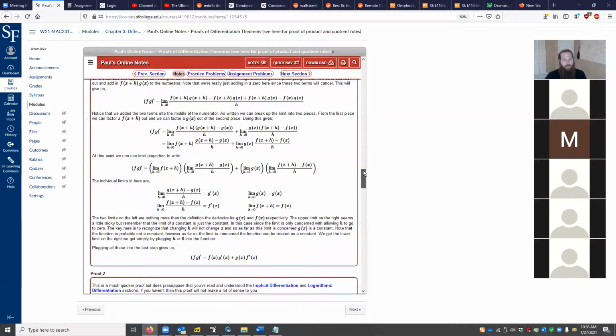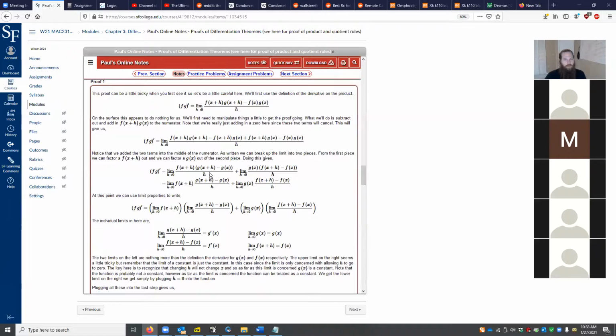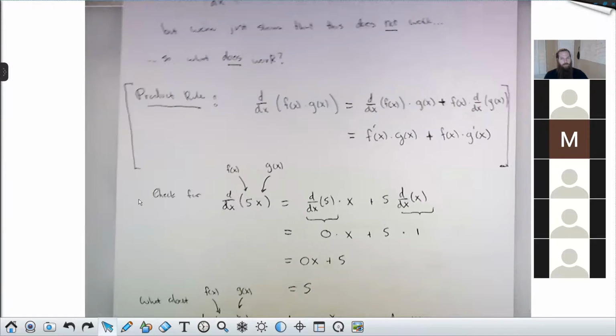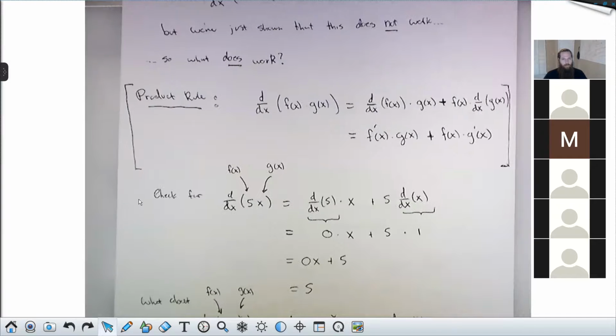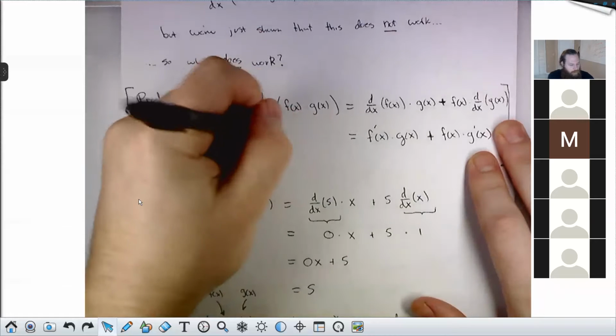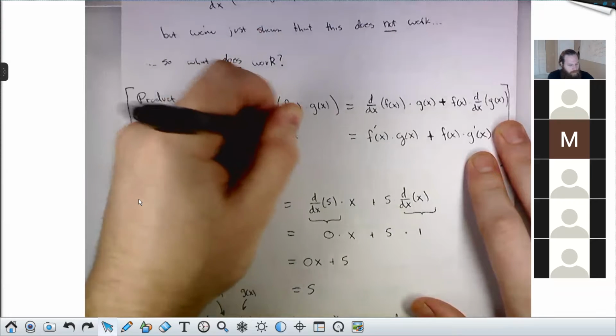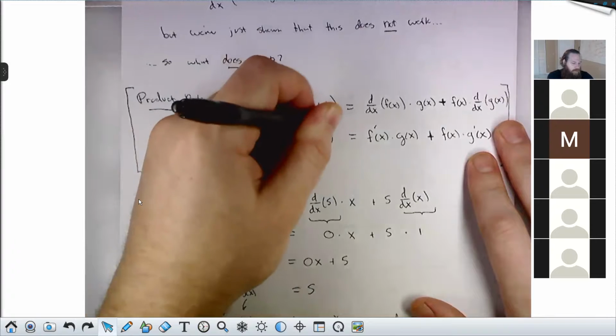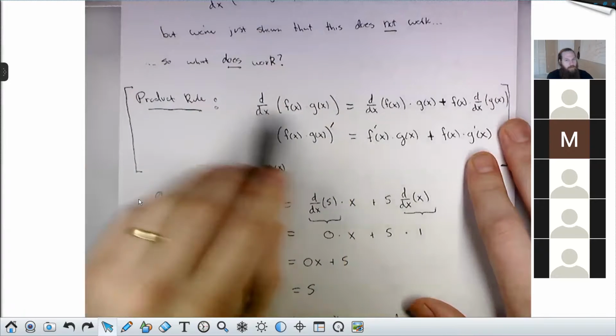So I invite you to read this if you want to see where it comes from. I don't want to burn class time on it. I'm not going to hold you guys responsible for the proofs, but you do need to know the rule. So up here is your product rule. You've got to know it. This is the Leibniz notation. If you want it in prime notation, it looks like this. The prime really is the same as d dx.